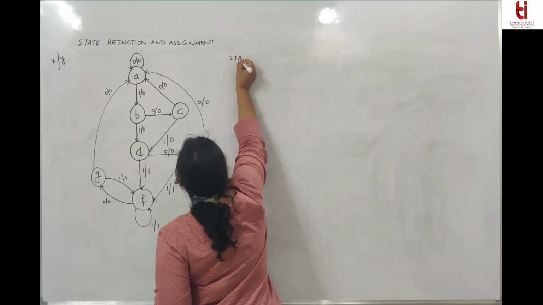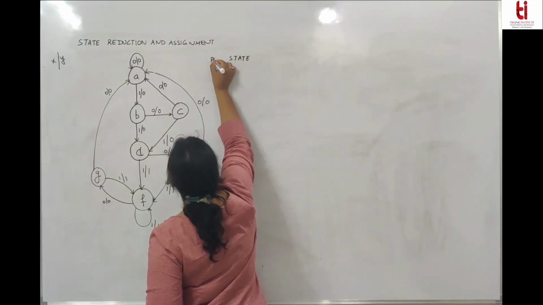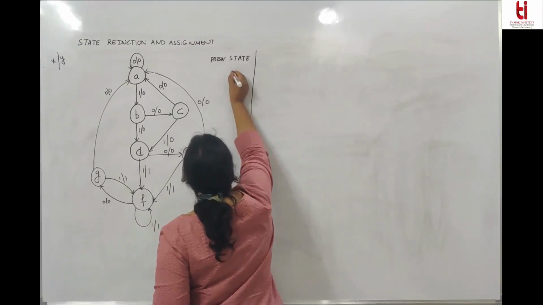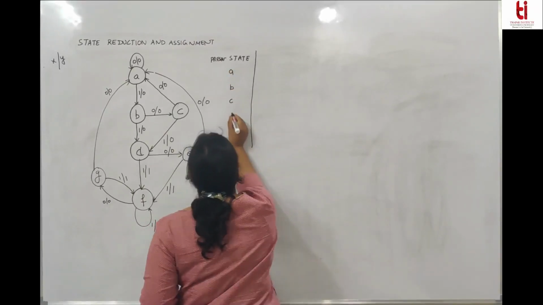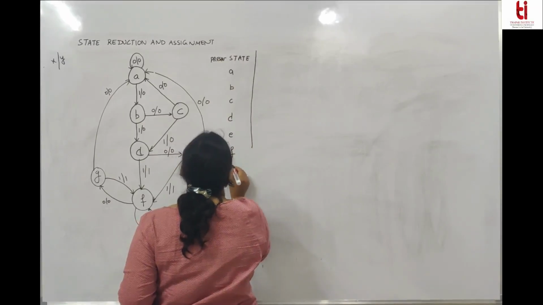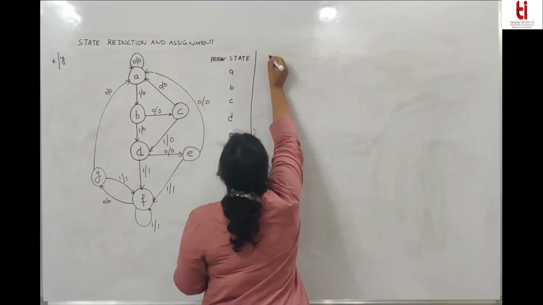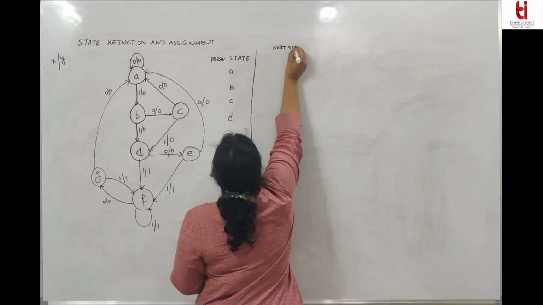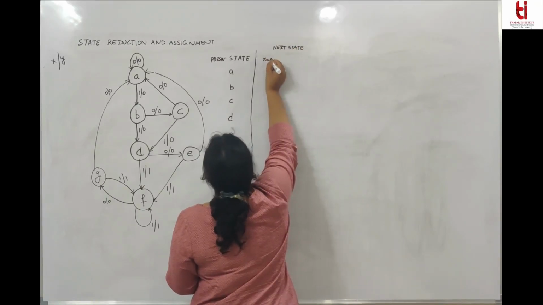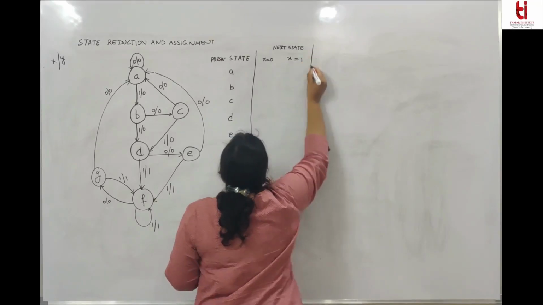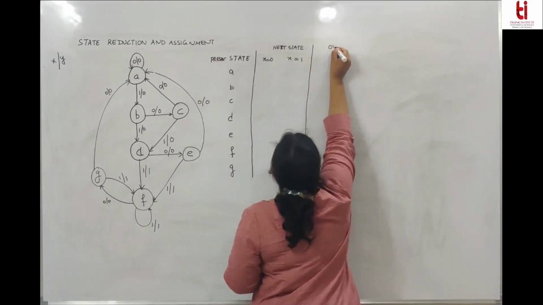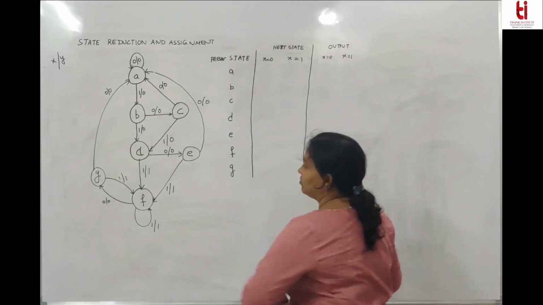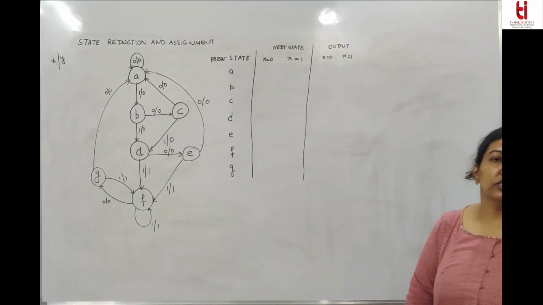What is the state? Present state: A, B, C, D, E, F, and these are the present states. What is the next state? For x equal to 0 and x equal to 1. And what is the output? This is the way you have to make the state table when you want to do state reduction. Okay? We talked about this in the previous class also.